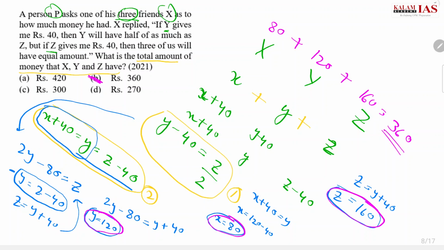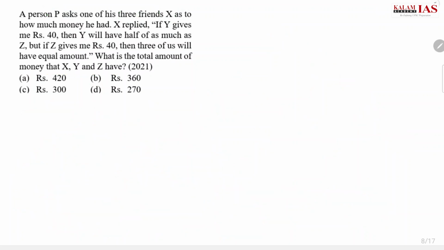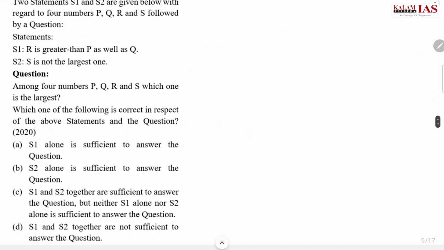So again a very simple question. You have to just make a few assumptions, arrange them in the proper order to get the correct sequence, and then we get equation 1 and equation 2 to get the answer. Moving on to the next question. You have another 1 minute and then we will solve it.